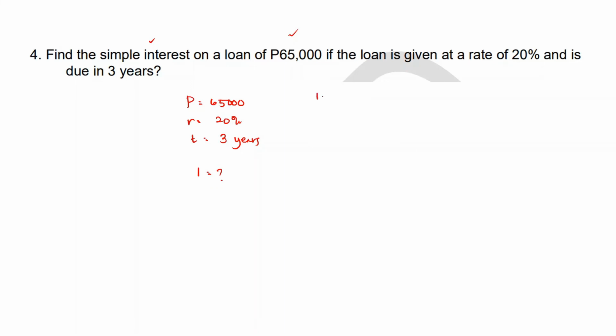So, for the simple interest, our formula is I is equal to P times R times T. So, we will be having 65,000 times 20%, which in decimal is 0.2, times the time, which is 3 years. So, we will be having 65,000 times 0.2 times 3. So, the answer is 39,000. Okay, so that's our interest.